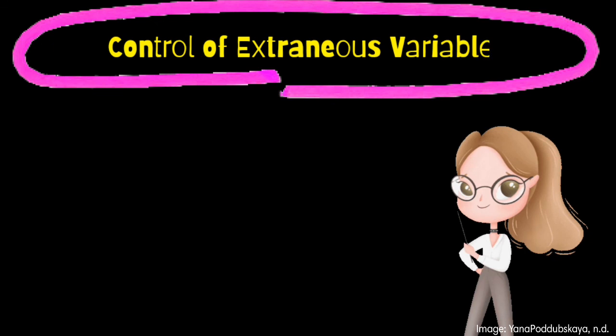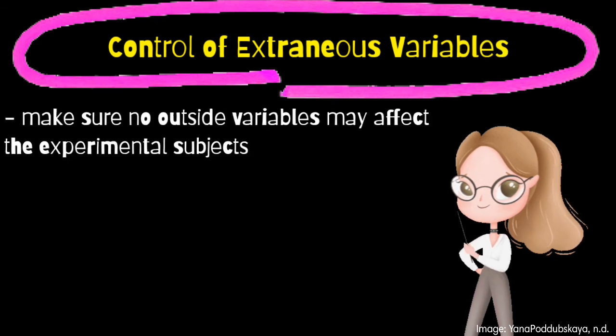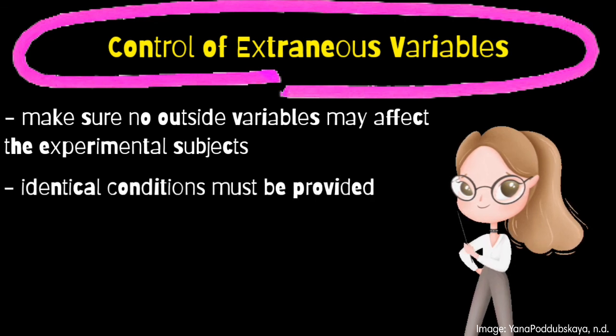In an experimental design, we have to make sure that no outsider or extraneous variables may affect the experimental subjects. The control of extraneous variables is necessary. Identical conditions must be provided for the control and experimental groups. These two groups should differ only in terms of the absence, or the control, or the presence of the treatment or experimental. The principles of the experimental design can be applied to single factor, two factor, and three or more factor experiments.